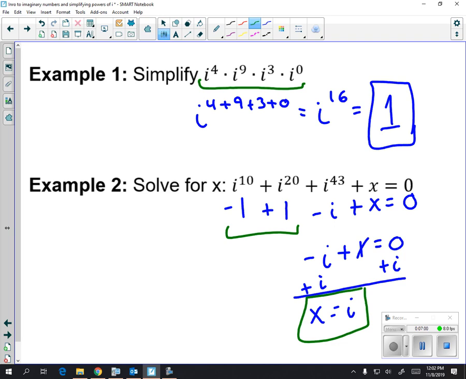So just remember, anytime you have I to a power, be safe, reduce it into IPART first, and then continue on with the rest of your problem.